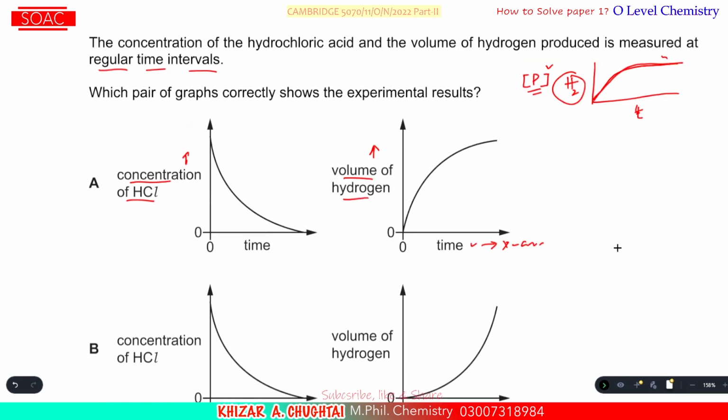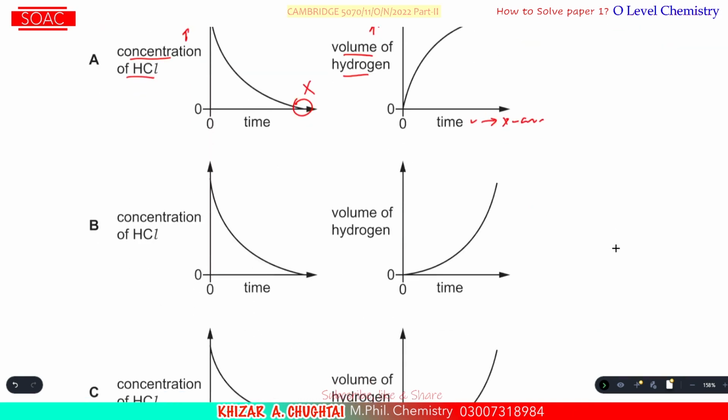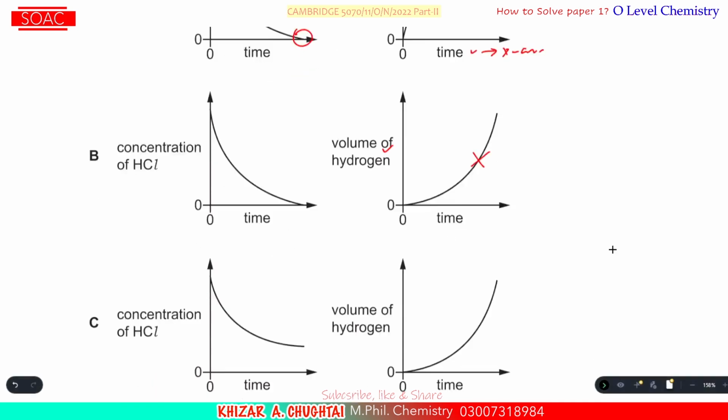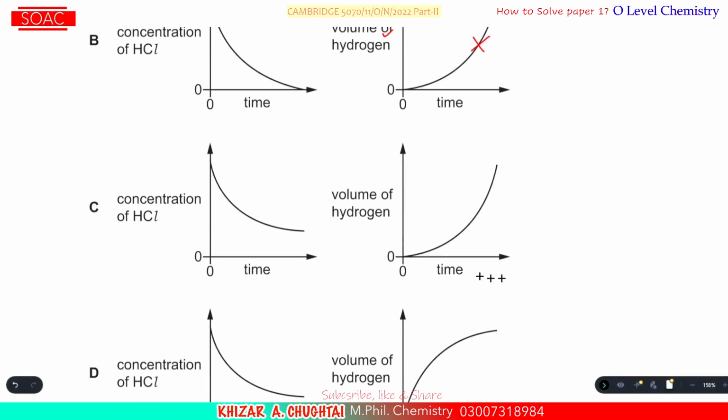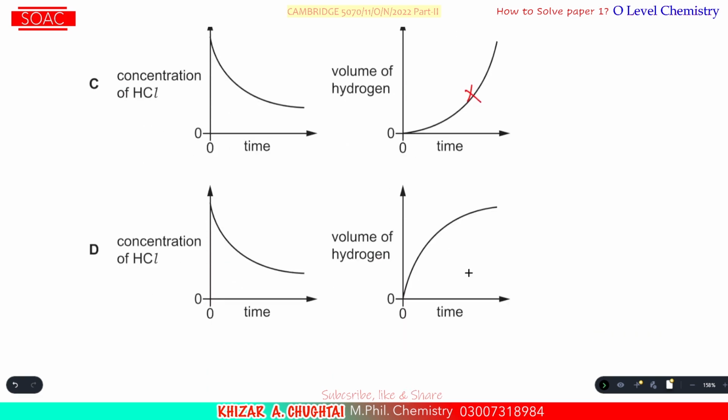Let's see over here. In this case, the graph is touching the x-axis, wrong. In this case, the graph is not the appropriate shape for volume of product versus time. In C, you can see that the volume of hydrogen versus time is again incorrect. And in this case, yes, it's correct. The decrease in concentration of HCl, and the volume of hydrogen with time, yes, it is correct. So D is the correct option.